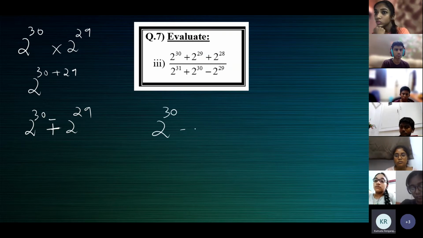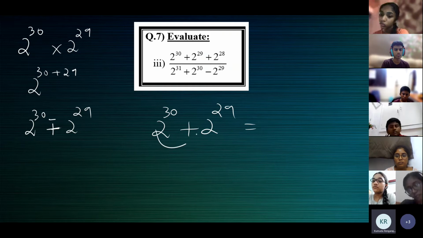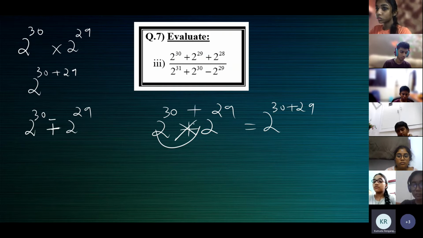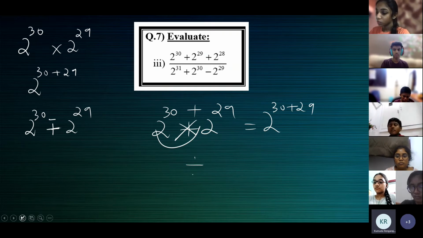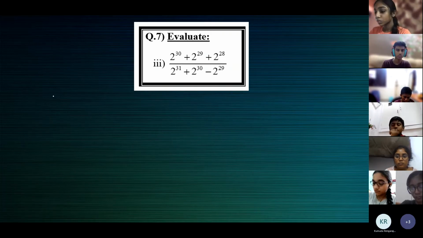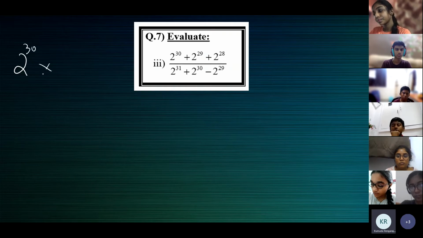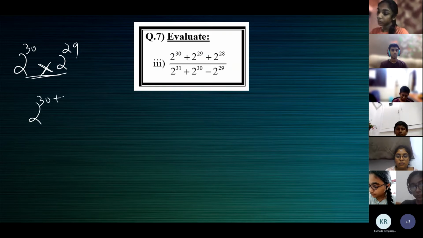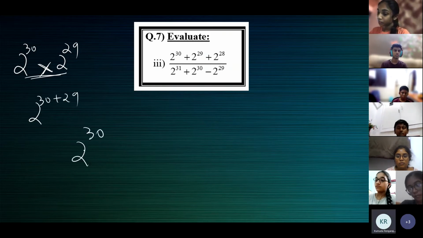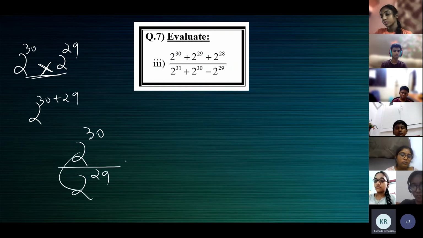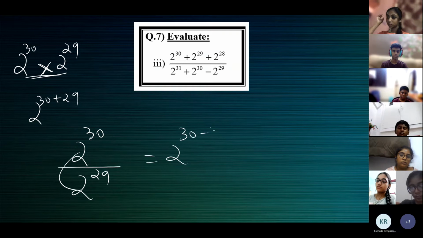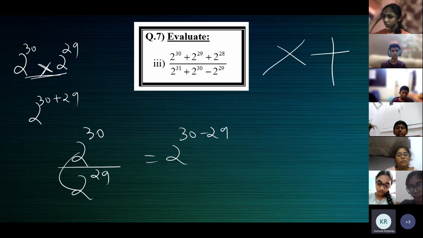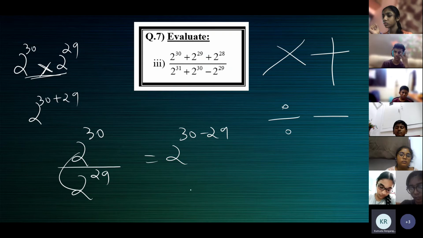For 2 to the power 30 plus 2 to the power 29, you cannot say bases are same, so I'm adding the powers. No. When it is multiplication, you add the powers. When it's division, you subtract the powers. Laws of exponents are for multiplication and division. 2 to the power 30 into 2 to the power 29: bases are same, it's multiplication, so we add the powers. 2 to the power 30 divided by 2 to the power 29: bases are same, it's division, we subtract the powers.